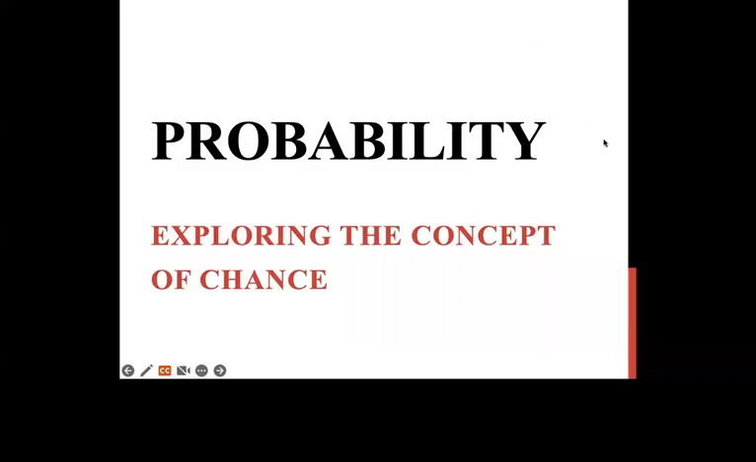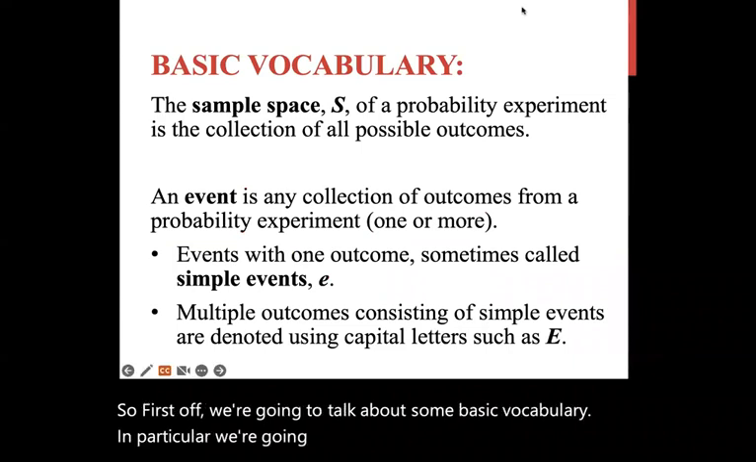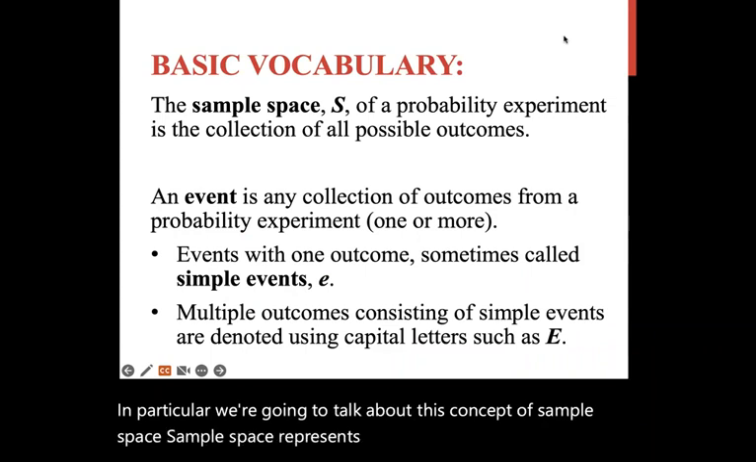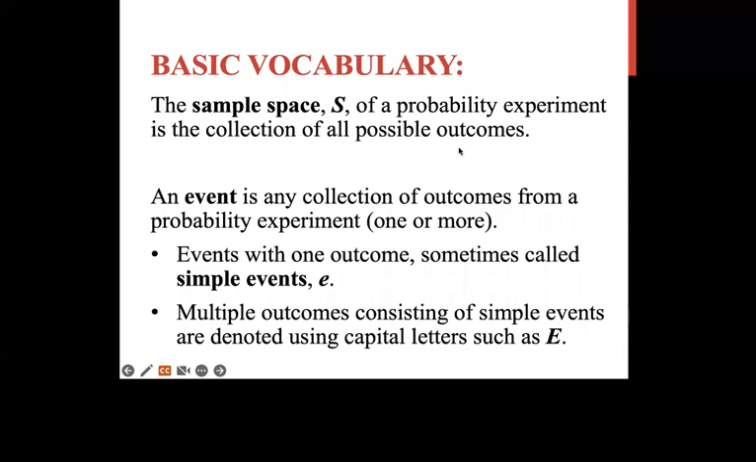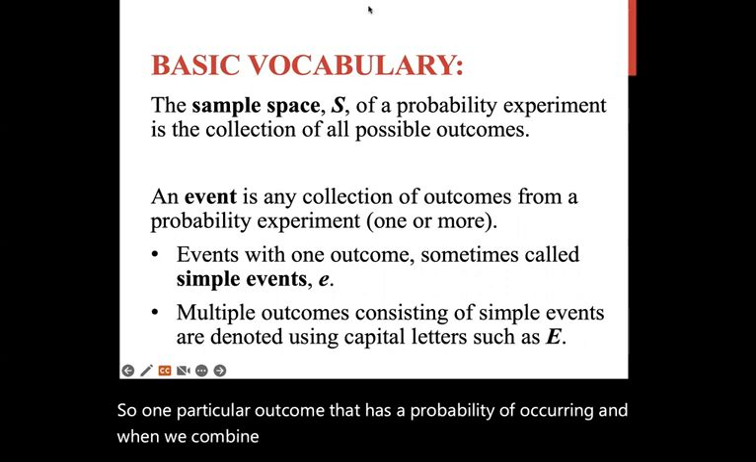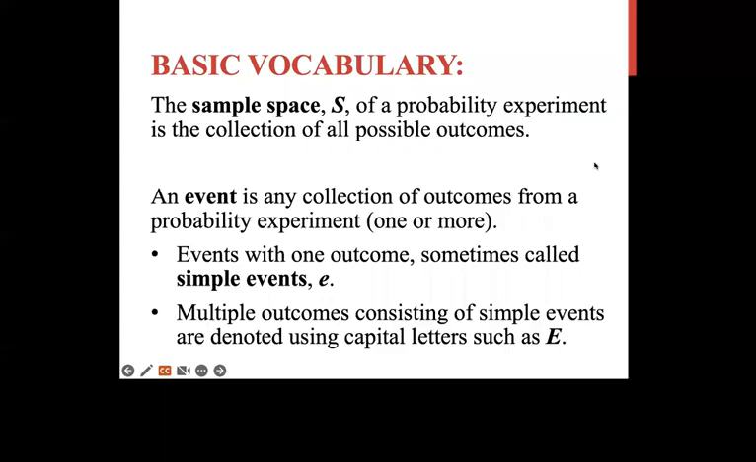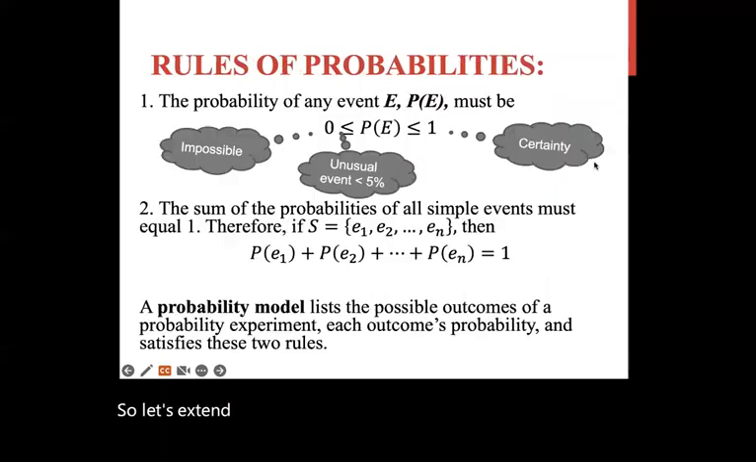So first off, we're going to have to talk about some basic vocabulary. In particular, we're going to talk about this concept of sample space. Sample space represents all the possible outcomes of a particular experiment. Now, a sample space consists of lots of simple events. So one particular outcome that has a probability of occurring. And when we combine multiple outcomes of these simple events, we can end up with a much more complex outcome or event.